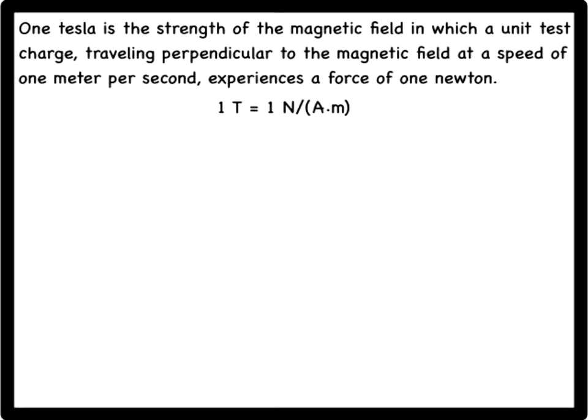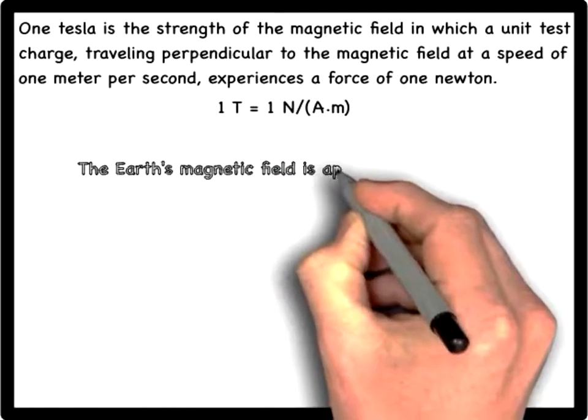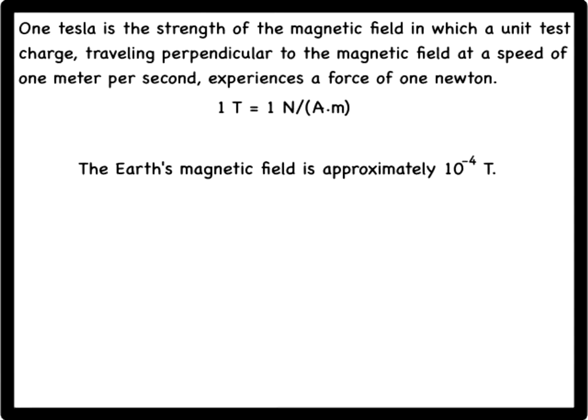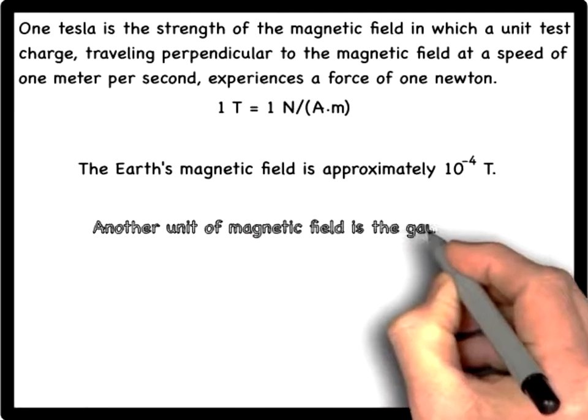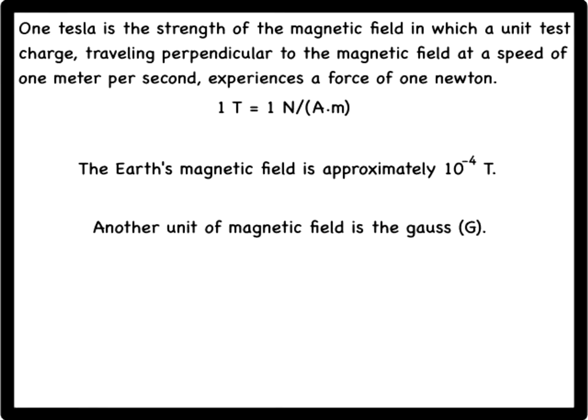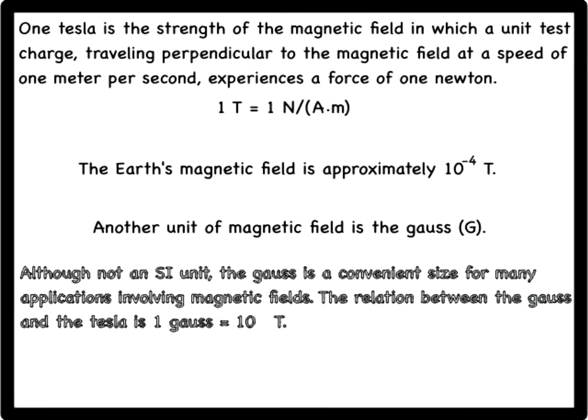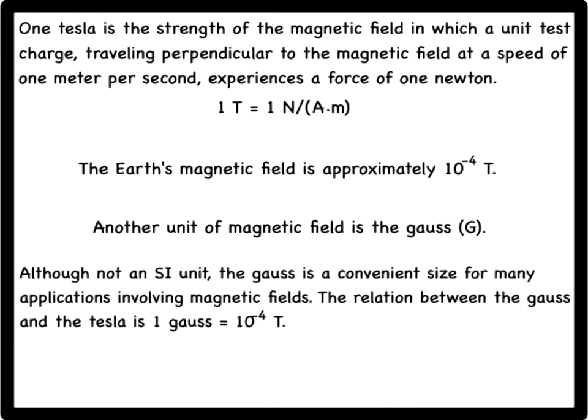In many situations, the magnetic field has a value that is considerably less than 1 Tesla. For example, the strength of the magnetic field near the Earth's surface is approximately 10 to the minus 4 Tesla. In such circumstances, a magnetic field unit called the Gauss is sometimes used. Although not an SI unit, the Gauss is a convenient size for many applications involving magnetic fields. The relation between the Gauss and the Tesla is 1 Gauss is equal to 1 times 10 to the minus 4 Tesla.